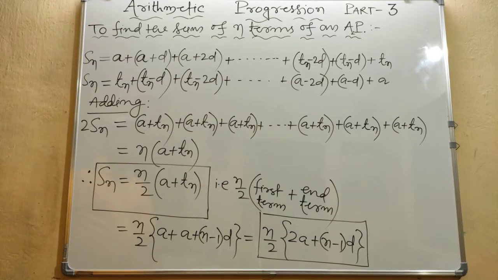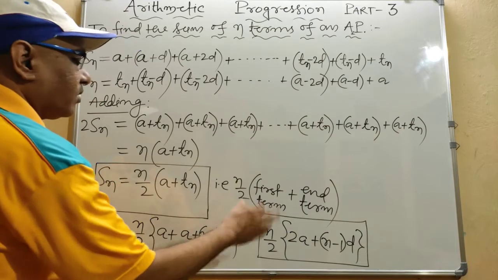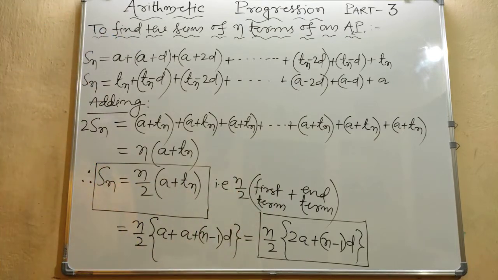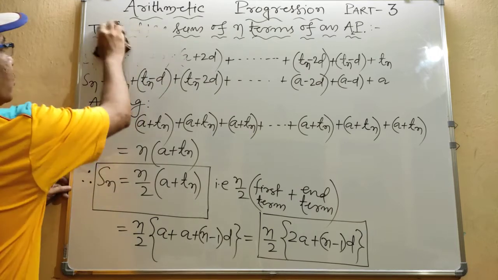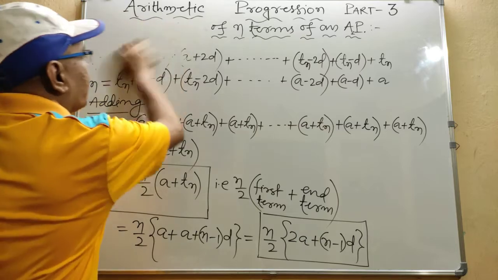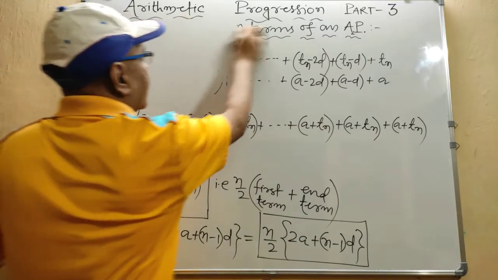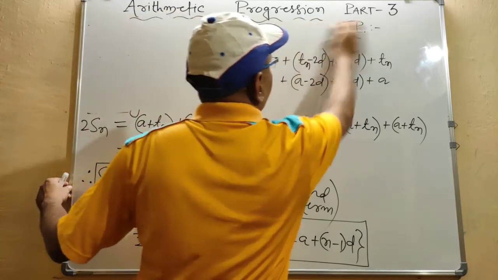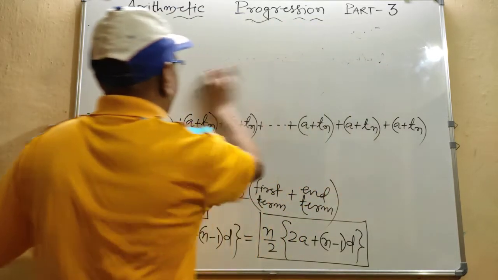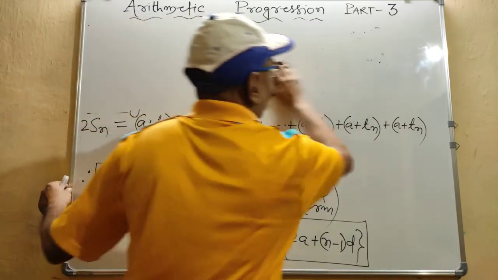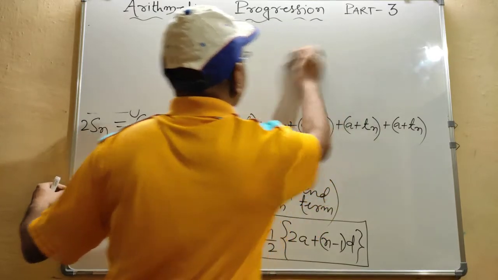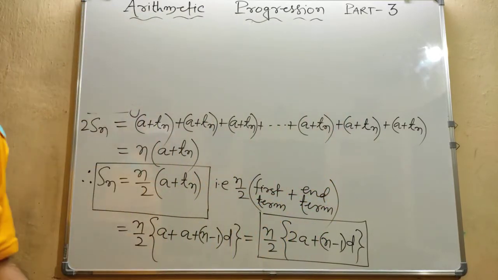So this and this you have to remember as formulas for Sn, the sum up to n terms: n by 2 (2a plus n minus 1 into d). I hope you have understood this. Now we see a simple example for the application of this formula. Let us see an example.